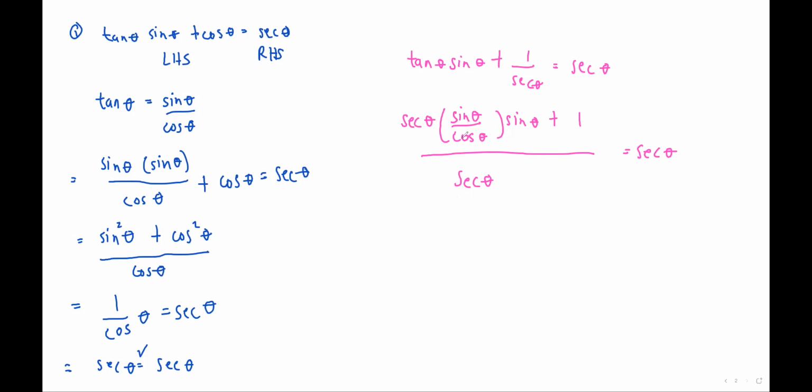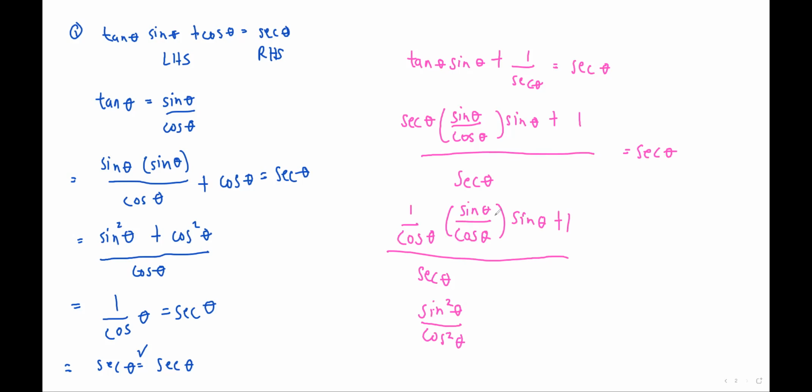Wait lang, sorry. So, magiging ano ito? 1 over cosine, tama, di ba? Cosine theta, sine theta, over cosine theta, sine theta, plus 1, over secant. So, mangyayari diyan, mas technically magiging sine squared theta over cosine squared theta, kasi multiply ito, multiply yung sa baba. Plus 1 all over secant theta is equals to secant theta.